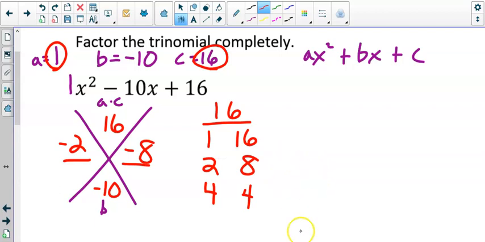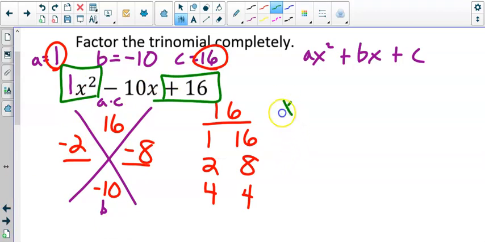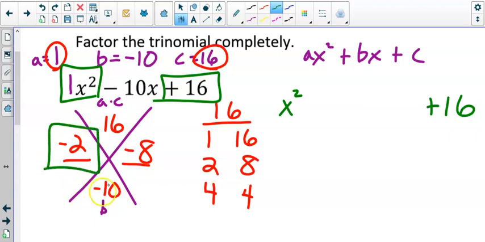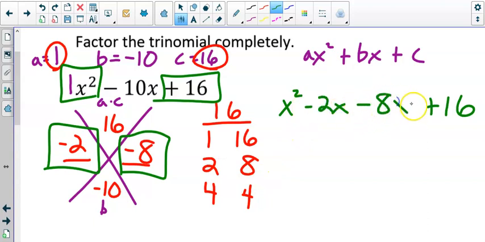So with the AC method, we're going to take what we know and set up grouping. We're going to keep this guy right here and this guy right here the way they are. So we've got x squared, and then down here we have plus 16. And in the middle go these two values. That's why we played the X games, because these two values still equate back to this guy. So negative 2x and a negative 8x, because if I put those back together, that's still negative 10x.